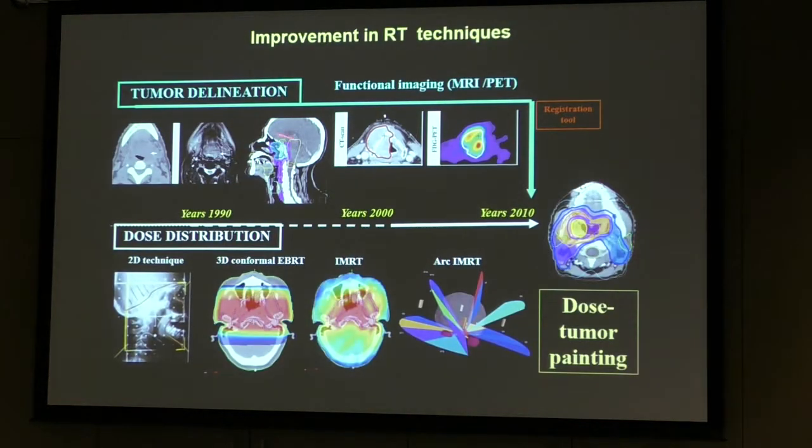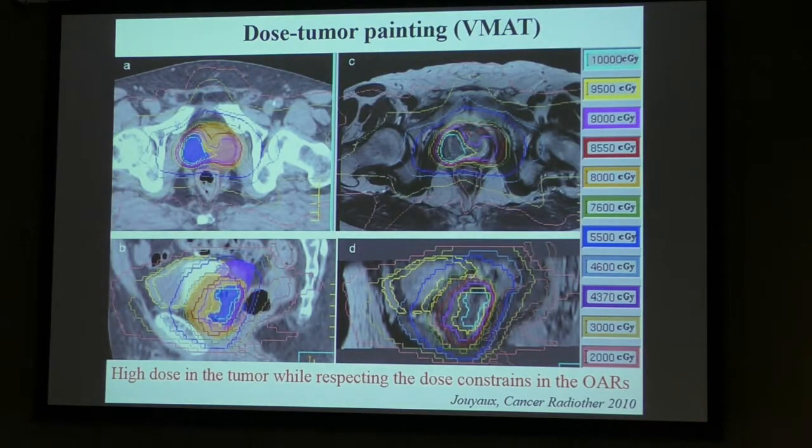The other axis of work is the definition of the tumor as well as the organs at risk. Again, there are a lot of improvements trying to optimize this definition, leading to what we can call tumor painting or even sculpting, which is quite very nice.